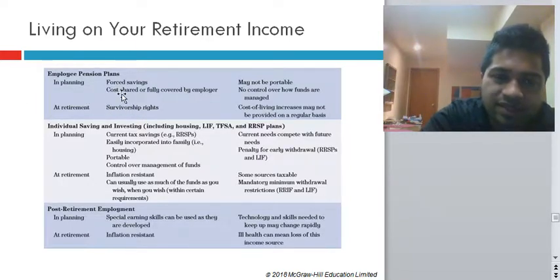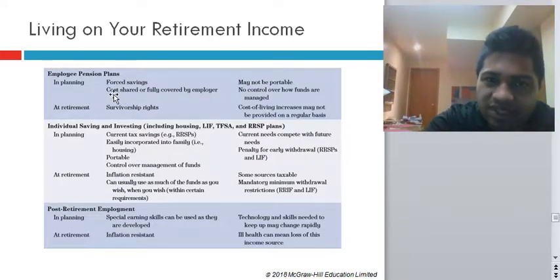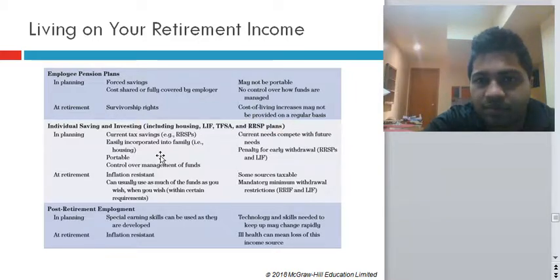Employee pension plans, in planning: forced savings, cost is shared or fully recovered by the employer. At retirement, survivorship rights. Disadvantages: may not be portable, no control over how funds are managed. Cost of living increases may be provided on a regular basis.